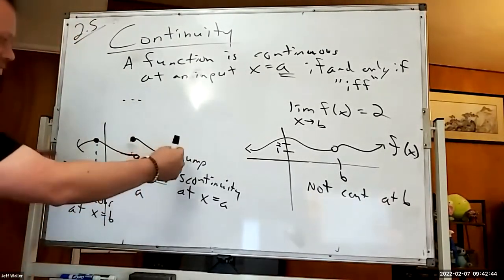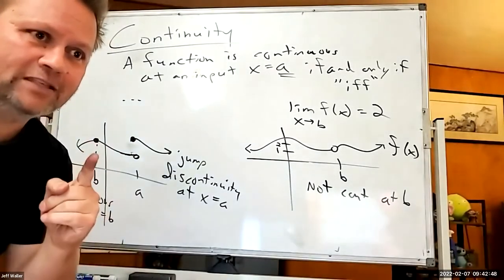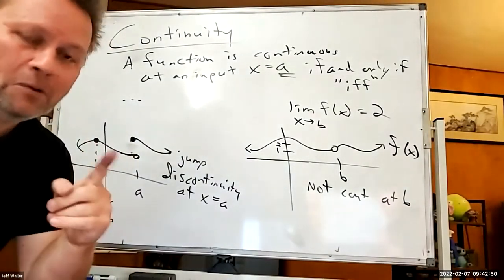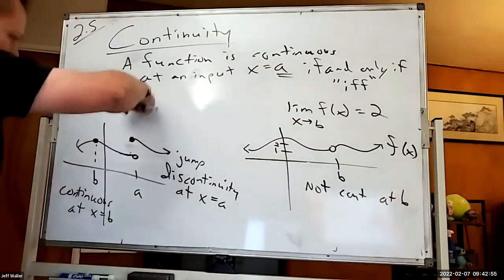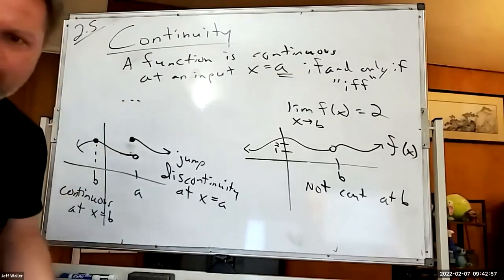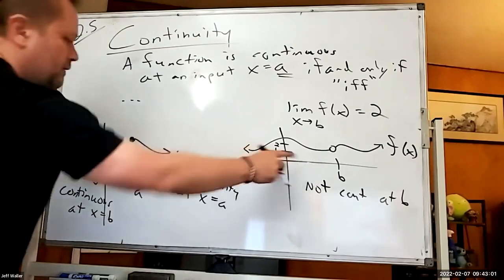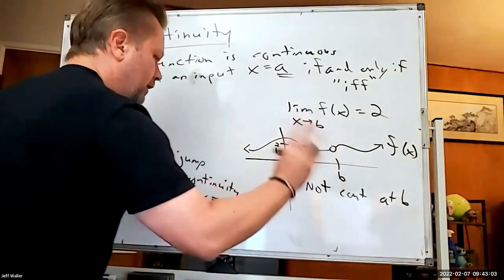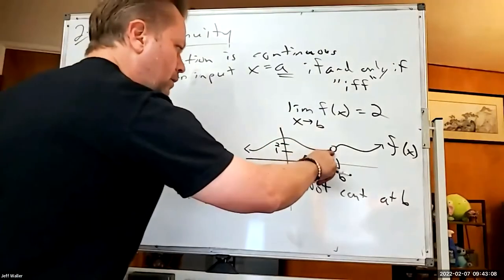Can I fix this road? In one step, can I fix this road? No! I'd have to build a new road. I can't just push on it until it moves over. No, it's not going to. This is what I love about this. This is a jump discontinuity. I can't fix it. But this other problem is removable.